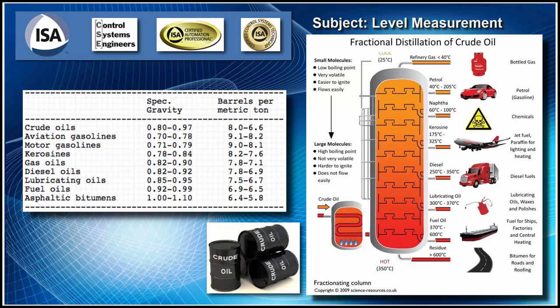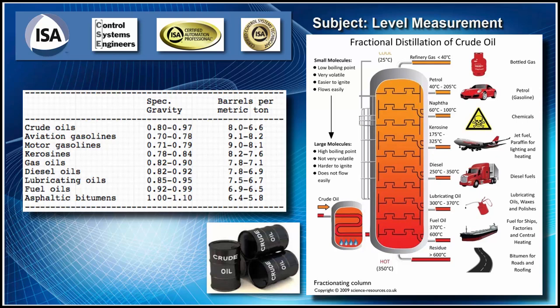So the big molecules have a lot more energy, so we have to put a lot more heat into it to break these molecules apart. When we're at the top, like the gasoline, it doesn't take as much energy to break the molecule apart because it's already small and it doesn't hold as much energy. So you notice our temperature starts at the bottom at 600 C. Our fuel oil would be like 370 to 600 C, while gasoline is only 40 C to 205 C. So our temperature doesn't have to be as high as we go up.